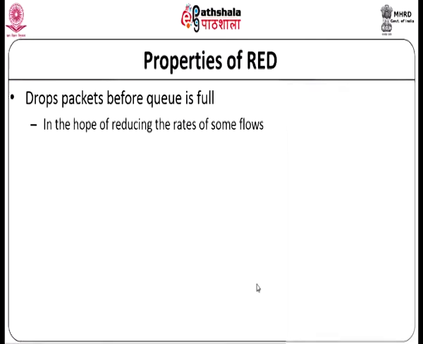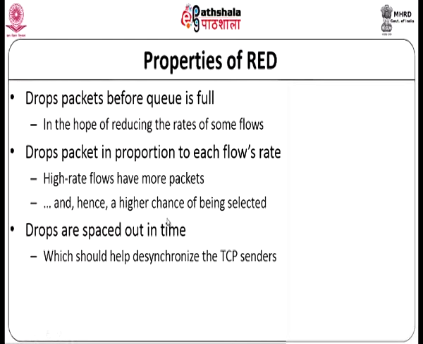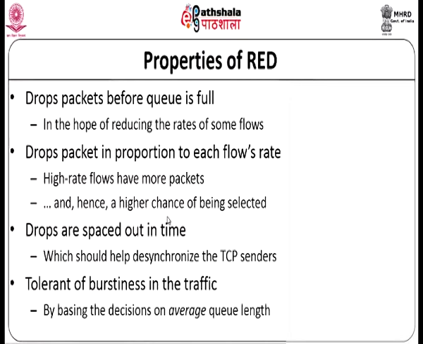Looking quickly at the properties of RED, what it does is drop packets before the queue is full, in the hope that you can reduce the rates of some flows. It drops packets in proportion to each flow's state. If there are more packets coming in on a particular flow, there is a higher chance that the flow will be selected for dropping packets. The drops are spaced out in time so that you desynchronize the TCP senders, and you can tolerate burstiness in the traffic by basing the decisions on the average queue length. These are the basic properties of RED.